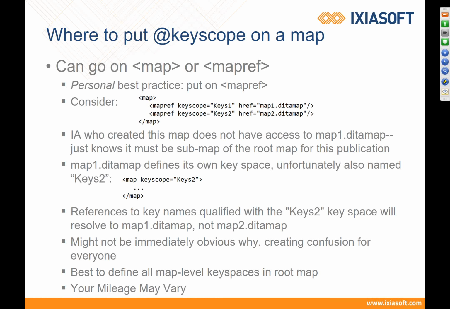But if map 1 defined its own key space on its map element, such as keys 2, then references to key names defined or qualified with the keys 2 key space would resolve to map 1, not map 2.